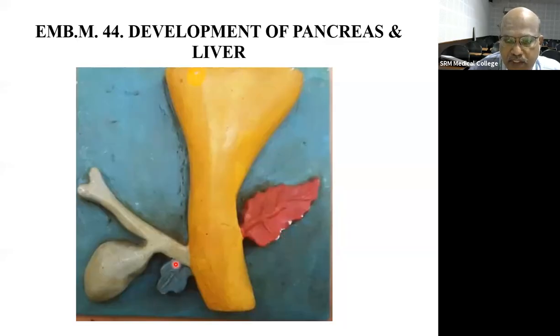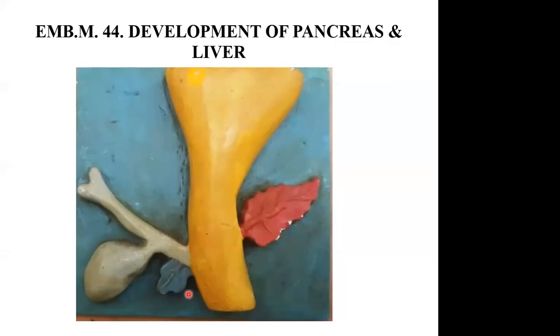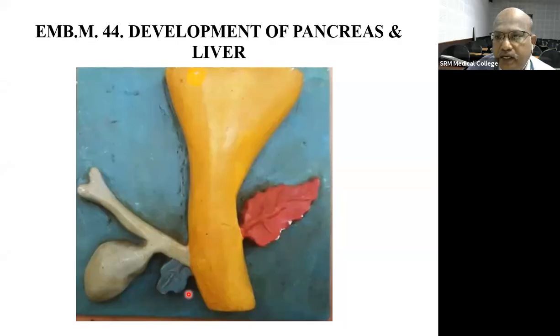Now what you have to answer is, what are all the parts of the pancreas developed from the ventral pancreatic bud? Lower part of the head and uncinate process. The remaining upper part of the head, neck, body, and tail are all derived from your dorsal pancreatic bud. Okay, so the major part of the pancreas is derived from the dorsal bud only. That's why it is larger. The ventral bud is smaller. The ventral bud forms only the lower part of the head and uncinate process.